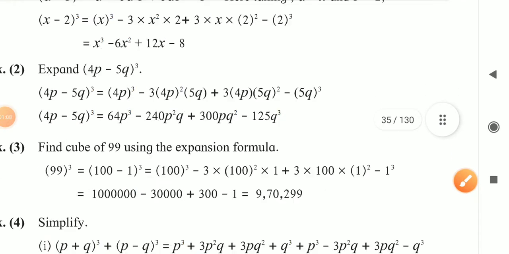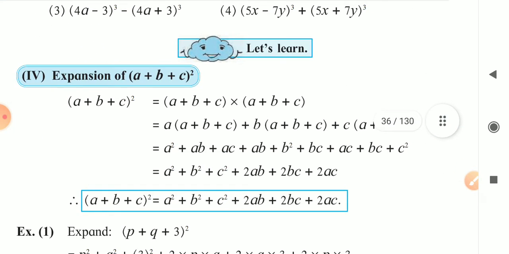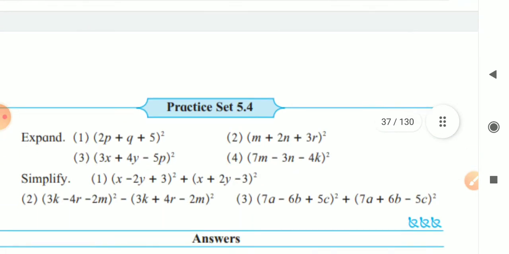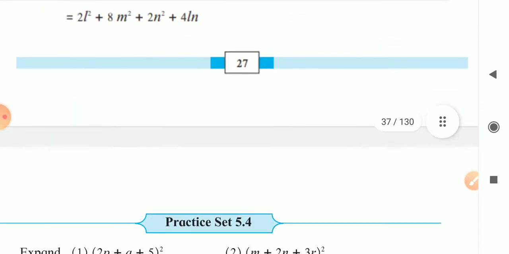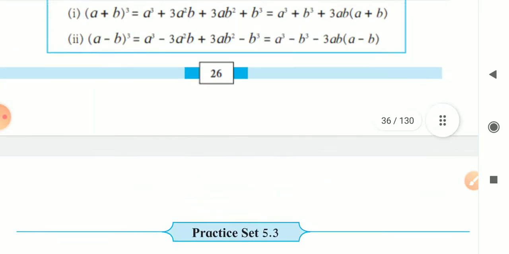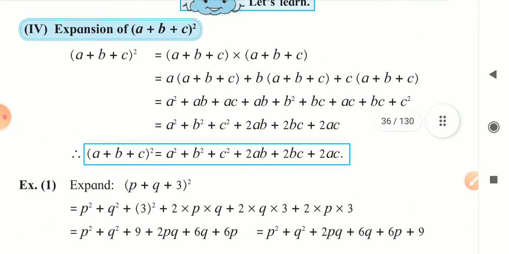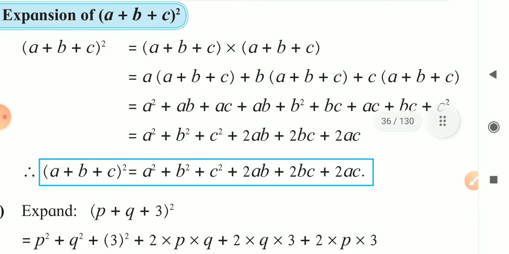We solved various examples based on these formulas. After that, today we are going to see the factorization of (a + b + c) bracket square. This is the last practice set, and then we are going to finish this lesson. So let us find the formula of (a + b + c) bracket square.